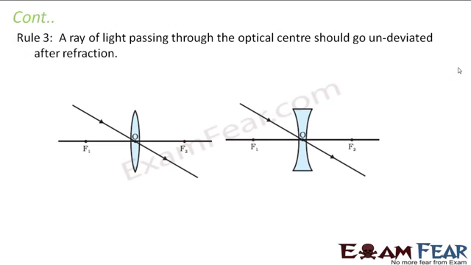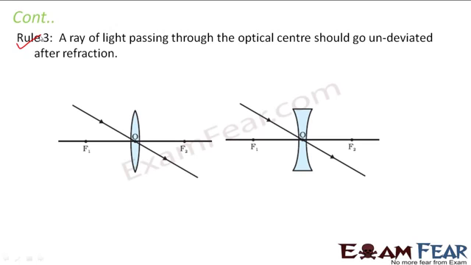And the third rule says that a ray of light passing through the optical center should go undeviated after refraction. That means if a ray of light passes through the optical center, there should be no bending of light at all. So these are the three rules which basically govern the image formation in the case of lenses.